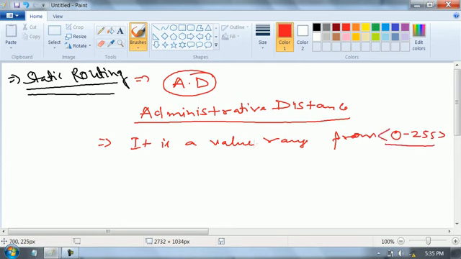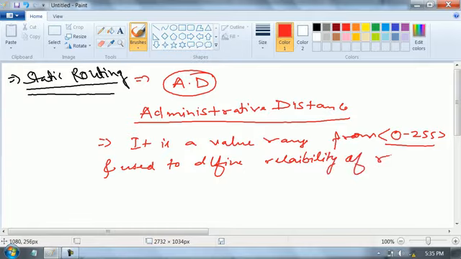It's a value range from... Yes. Read it out. Very good.